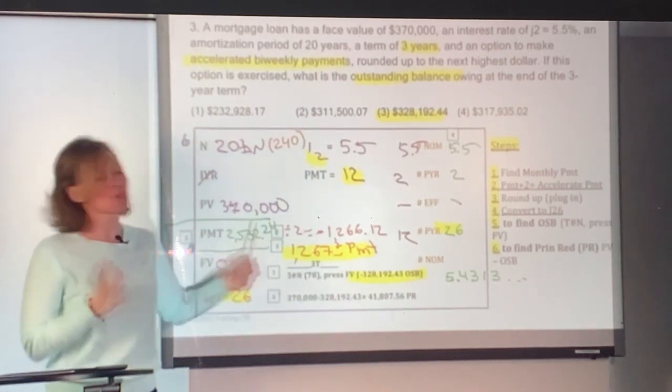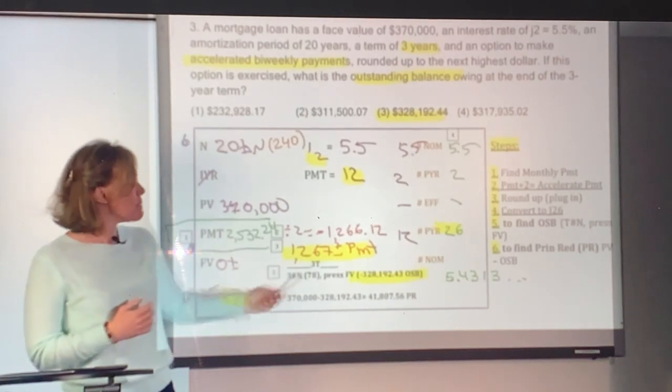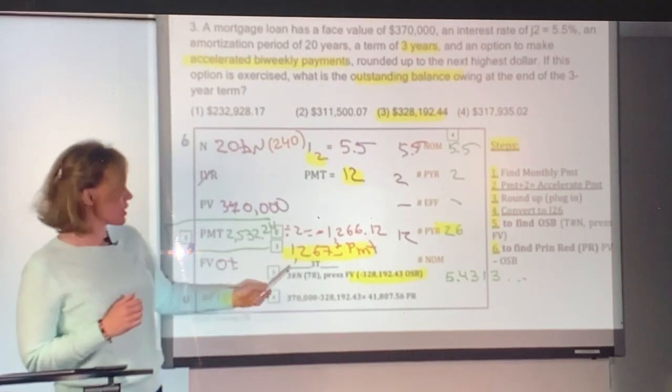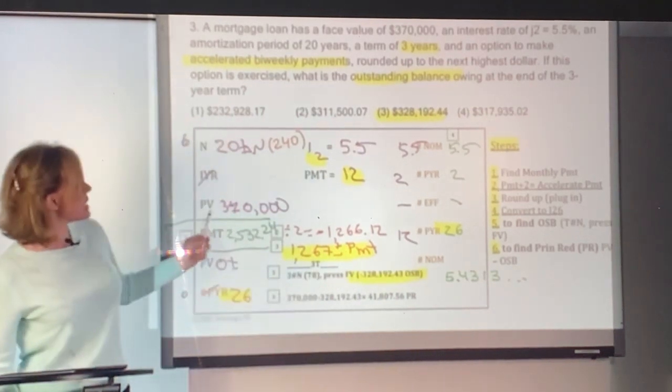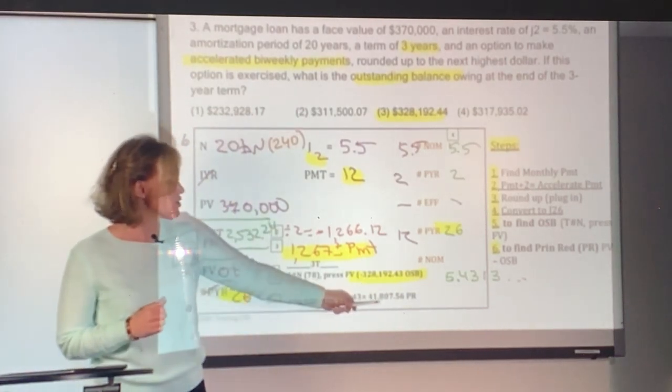But if I ask you how much your principal got reduced by, and it's how much you paid in those 3 years, how much you already paid off towards your mortgage and principal, right? So how do you find this? It's your outstanding balance, which is 328, and you're going to minus it out of your present value, out of your mortgage. Okay? So mortgage minus the outstanding balance gives you that 41,000.